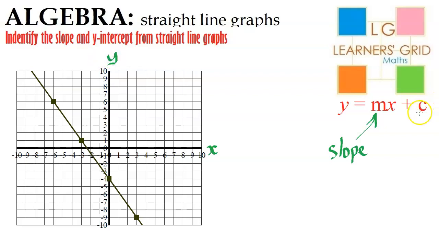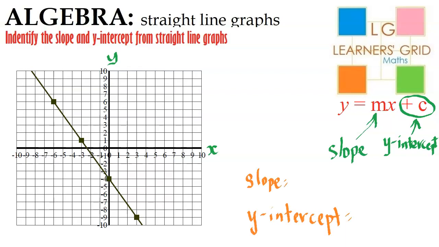And this term right here, plus c, sometimes you'll see this as plus b, that refers, of course, to the y-intercept. And that is always going to be either a positive or a negative number. So let's go about the business of finding the slope and the y-intercept from this particular straight line graph right here.